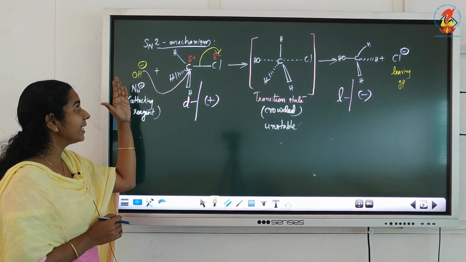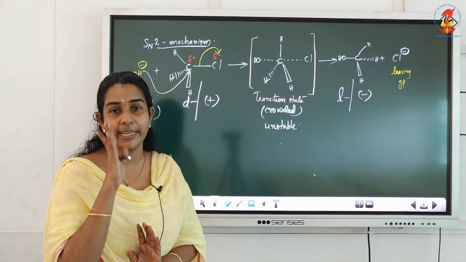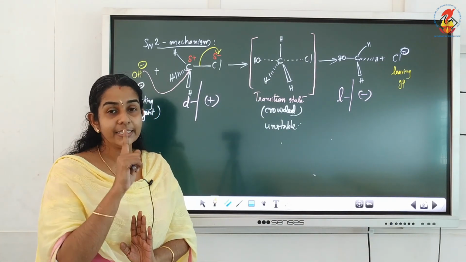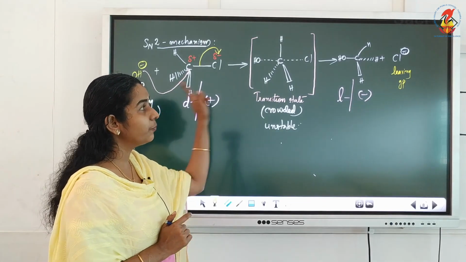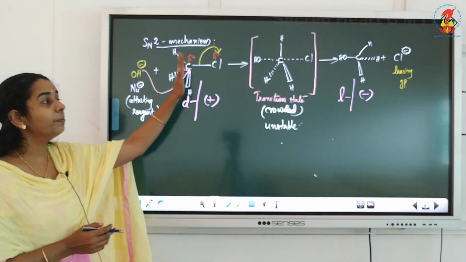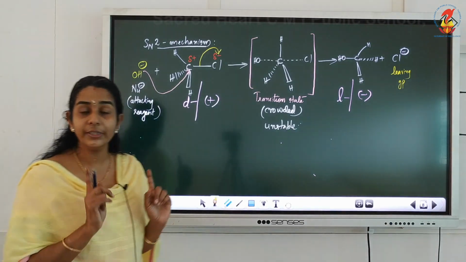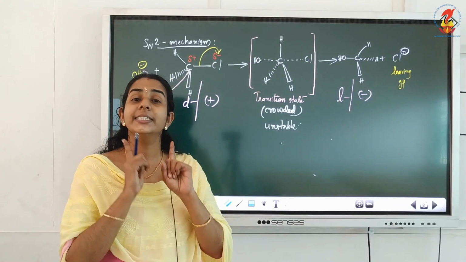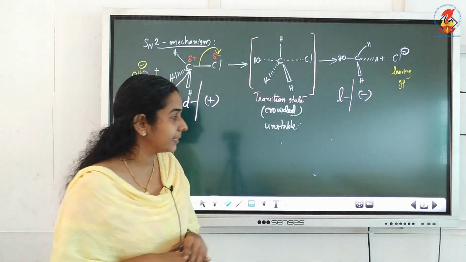And remember, the SN2 mechanism is taking place in one step. So it is a one-step mechanism because the leaving of the leaving group and the attack of the nucleophile both are taking place simultaneously.